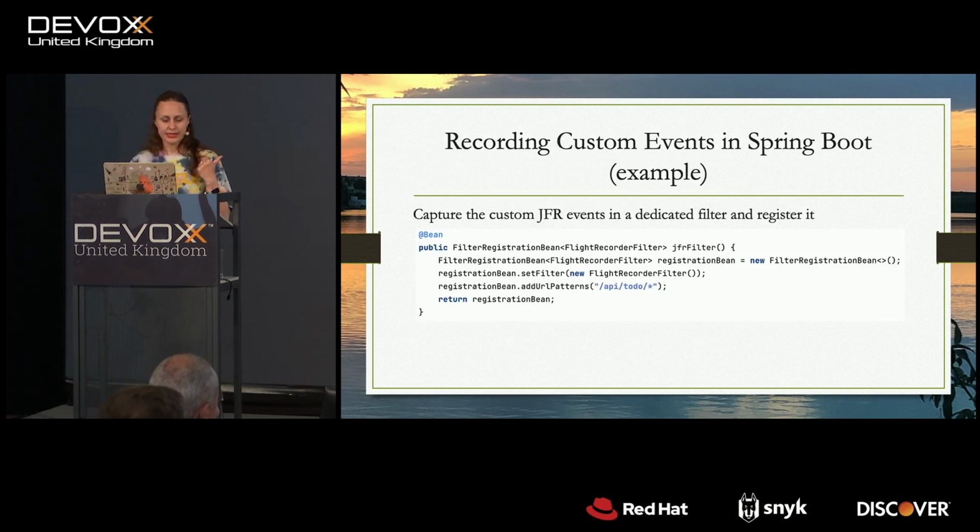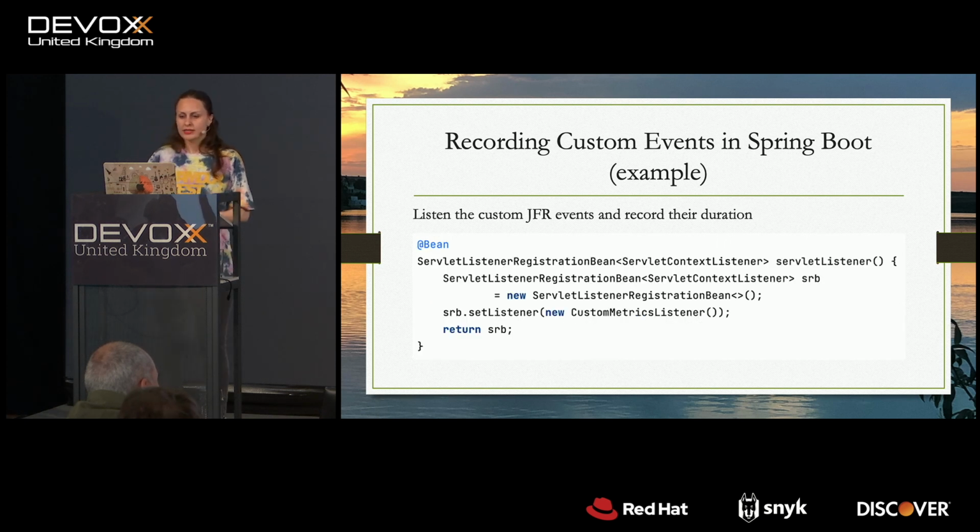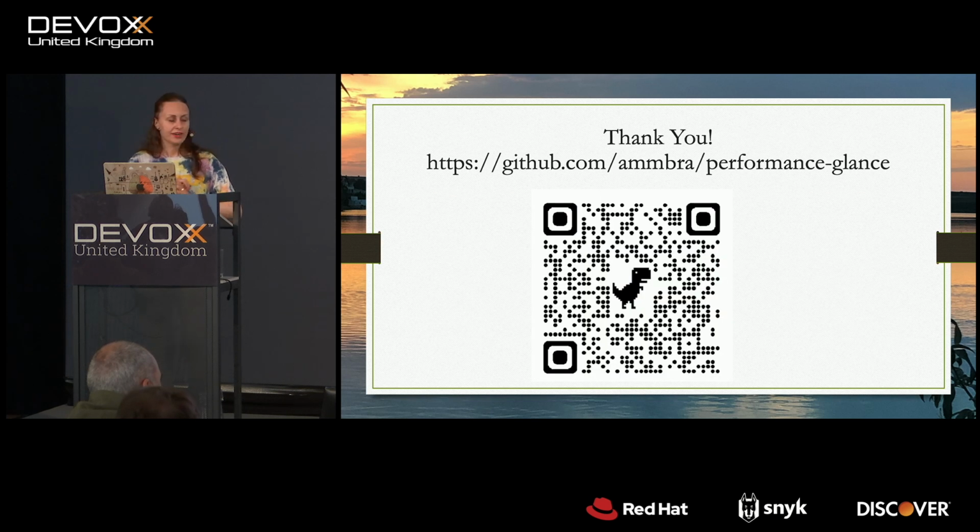And in case of my example, I also have such a custom event. I have created a filter for that, and I added it so that all the time it inspects what's going on with the API to-do, on everything that's about API to-do, and captures it in this custom event that I have. And then I just added that as a servlet listener to record the duration and put some metrics there. So you can make your own if you feel that that's not enough. And yeah, this is where you find the code.